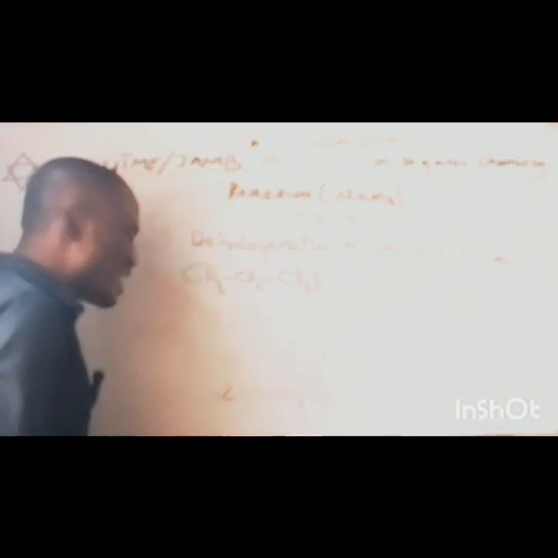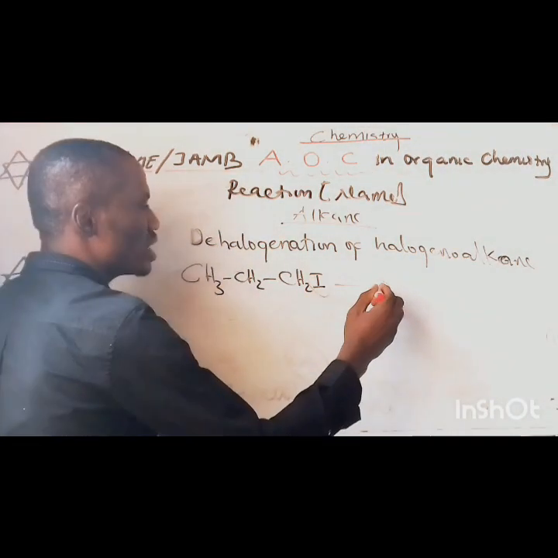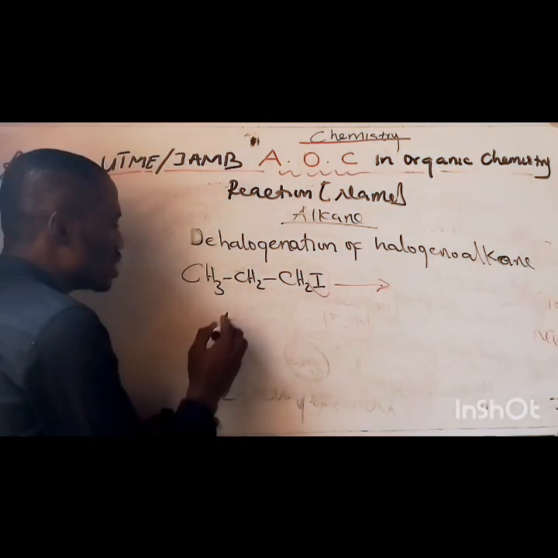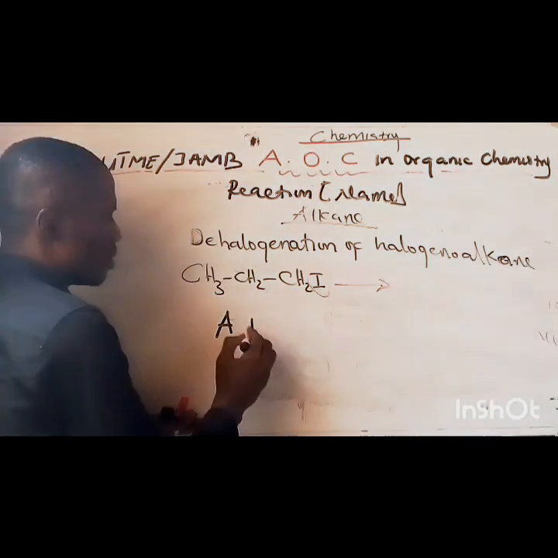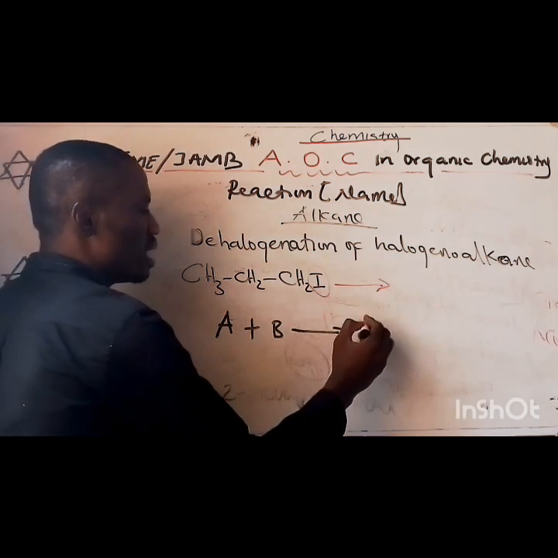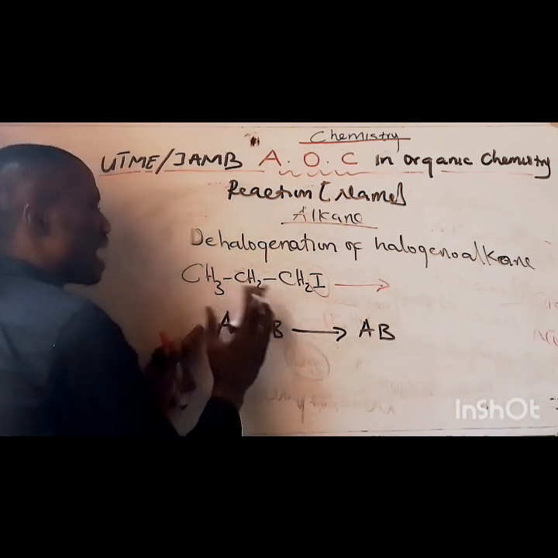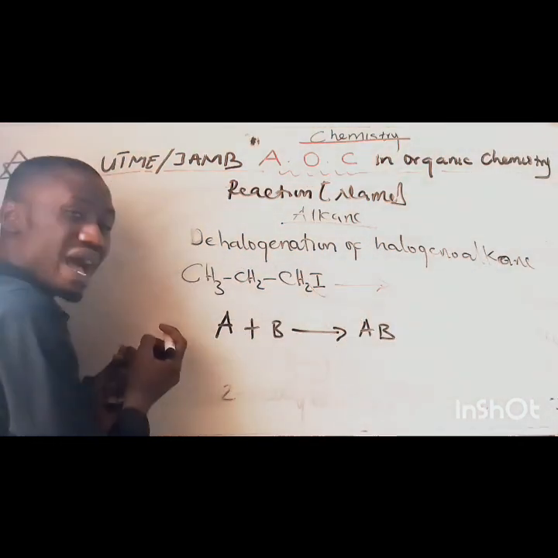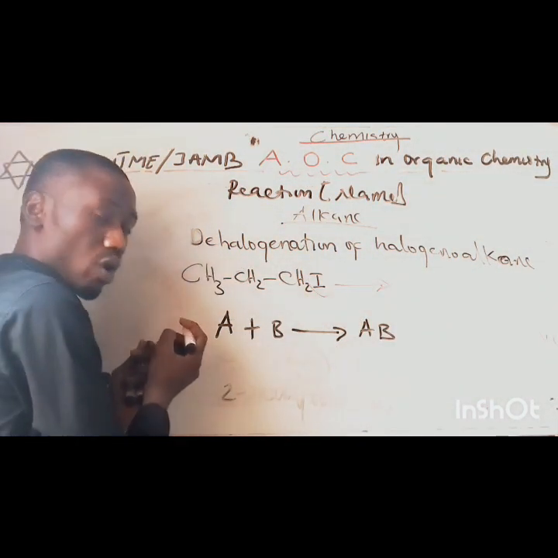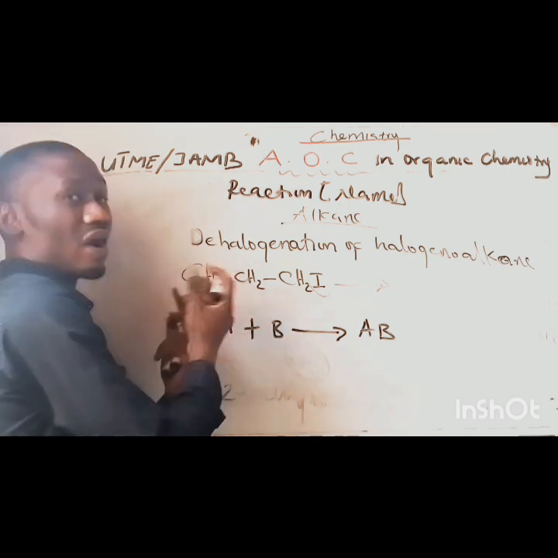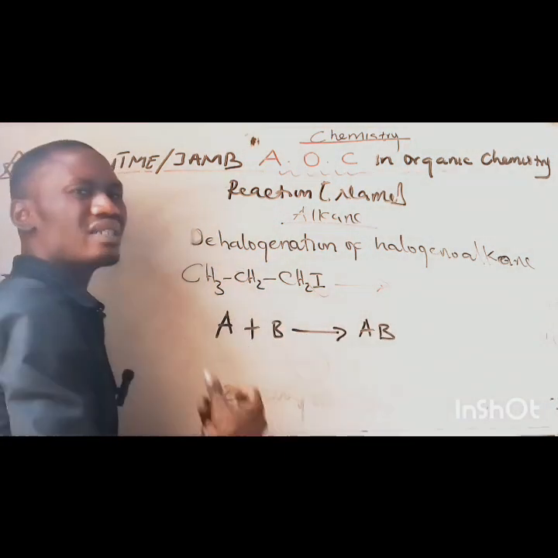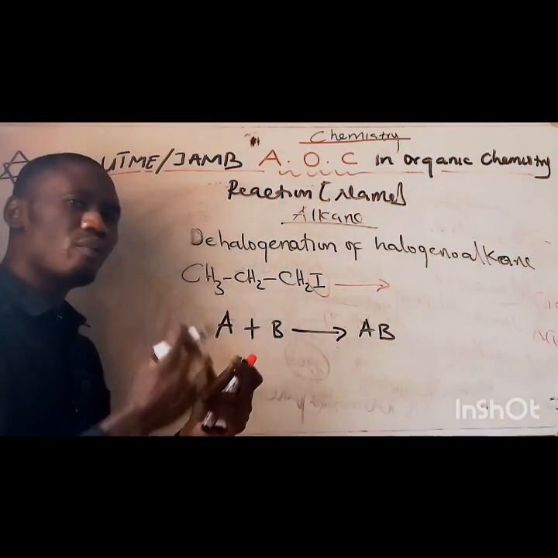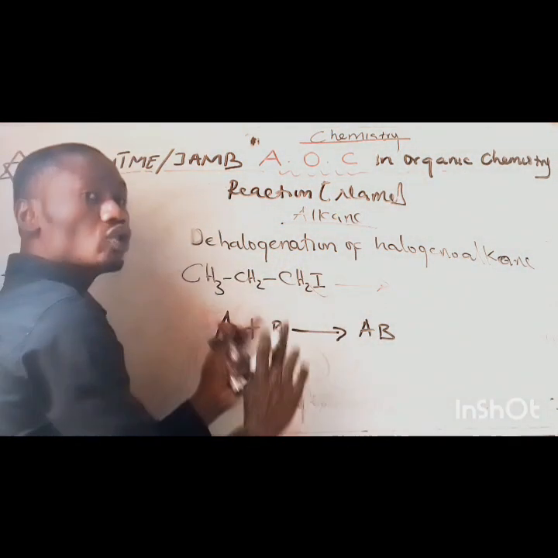Now, there is a reagent that will be needed for this reaction. Now, if you are talking about reactions in organic chemistry, the first thing to talk about, maybe we have A plus B is going to give me AB. All right? This side is known as the reactant, the reacting chemical compounds or molecules. Now, this side is known as the product. All right? You must be able to know the reactant and also the product.